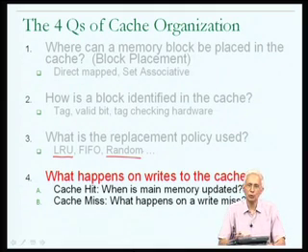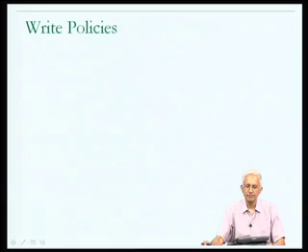Okay, now this brings us to the fourth issue in connection with the organization of caches. And the fourth issue has two sub-questions in it. So the fourth question: what happens on writes to the cache? The first, question 4a, relates to what happens on a cache hit. In other words, if there is an access made by the processor and it's a store instruction and it is found that the piece of data is present in the cache, then the question becomes, when is main memory updated? Will main memory be updated right away, or will main memory be updated at some later point in time?